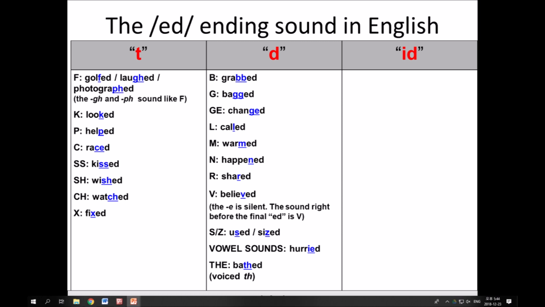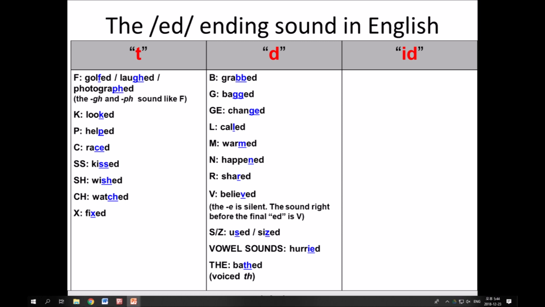And the M sound, warmed. Okay, and the N sound, happened. Okay, and the R sound, shared. All right, and the V sound, believed.